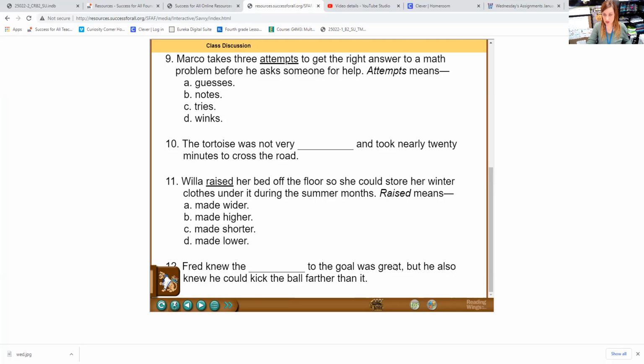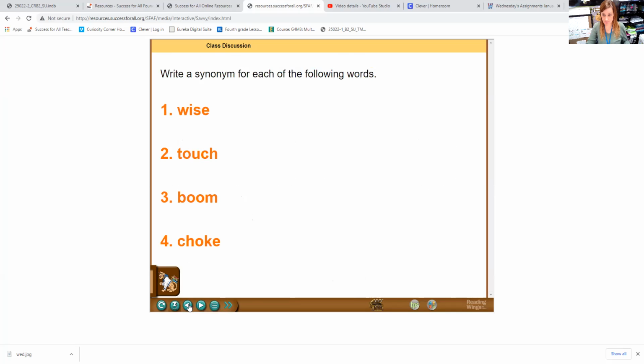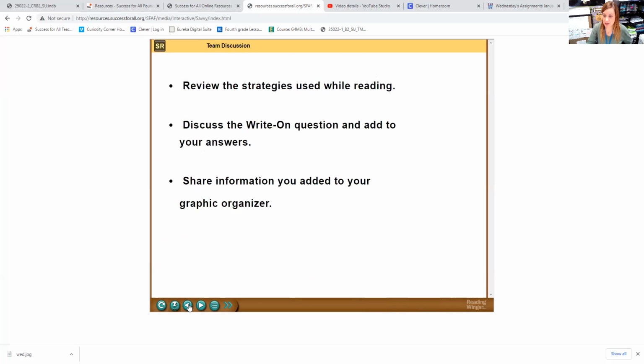So you're going to go through and you're going to answer all of your questions. Make sure that you are giving good answers and writing complete sentences. And you're going to make sure you do all your synonym questions and your vocabulary questions.